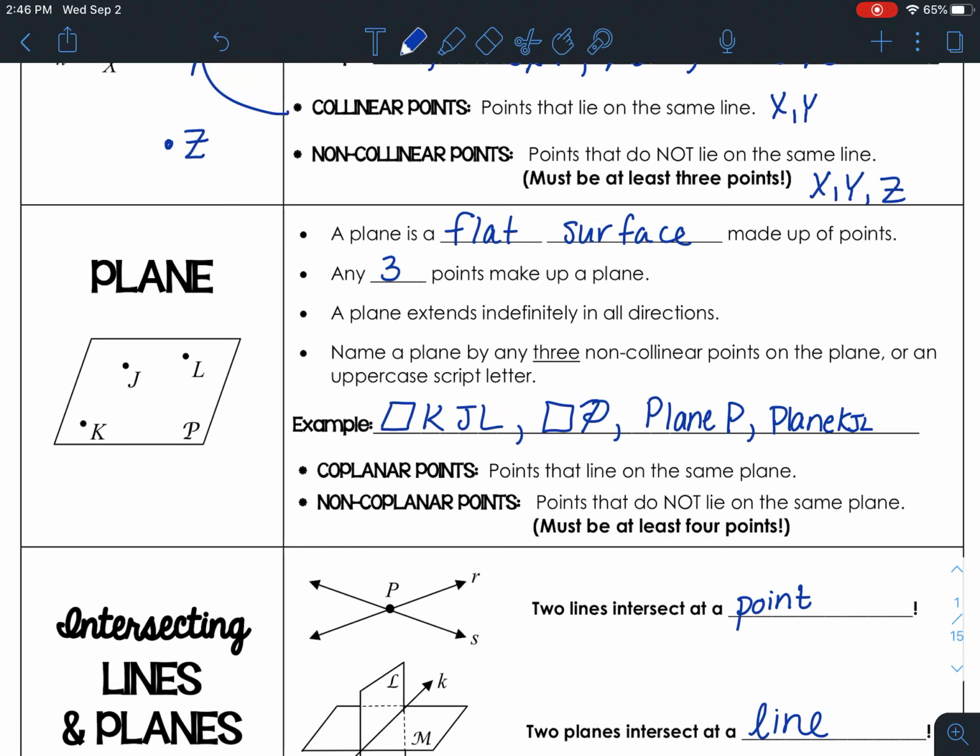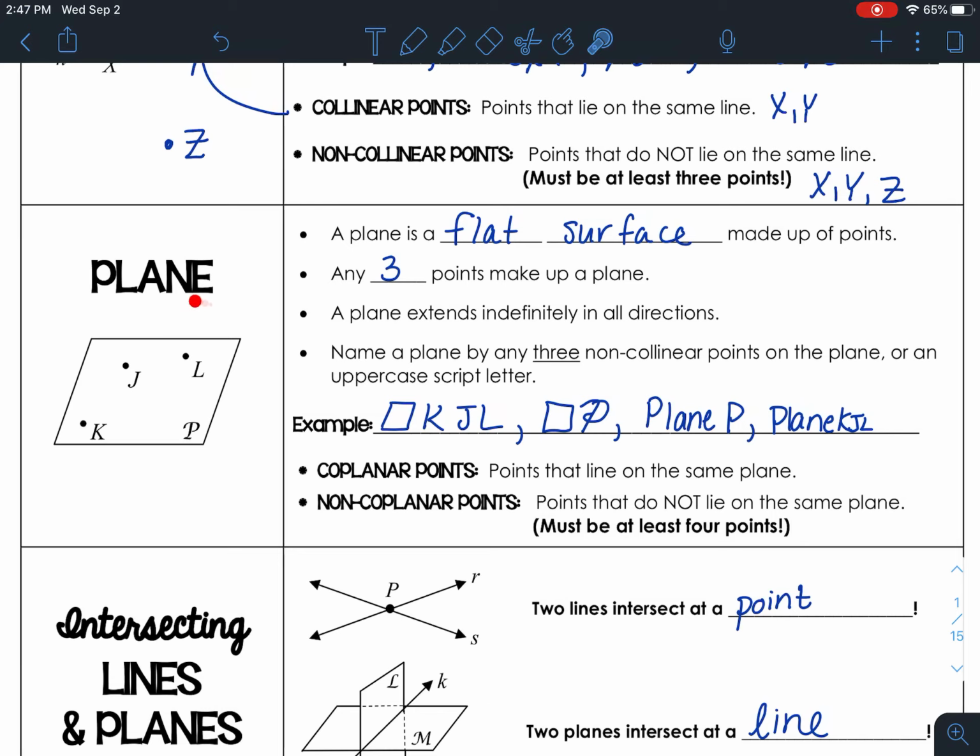So the difference between a sheet of paper and an actual plane is that a sheet of paper has ends, right? Like it doesn't go on forever. That would be pretty amazing. A plane will go on forever, but we are going to use the physical description of a paper to help us explain or visualize a plane. To name a plane, we use 3 non-collinear points on the plane or 1 uppercase script or cursive letter.